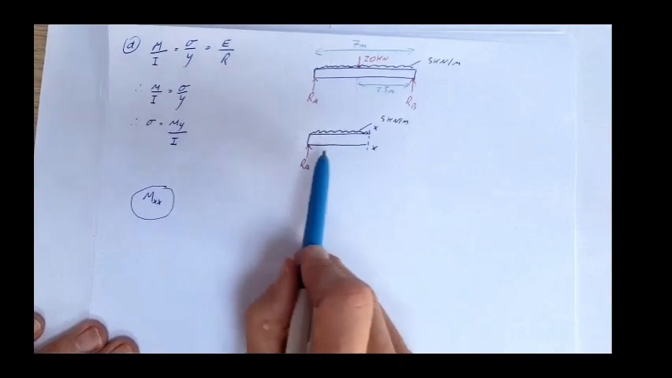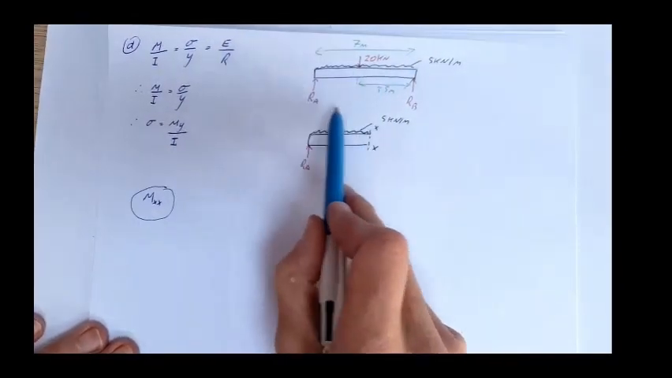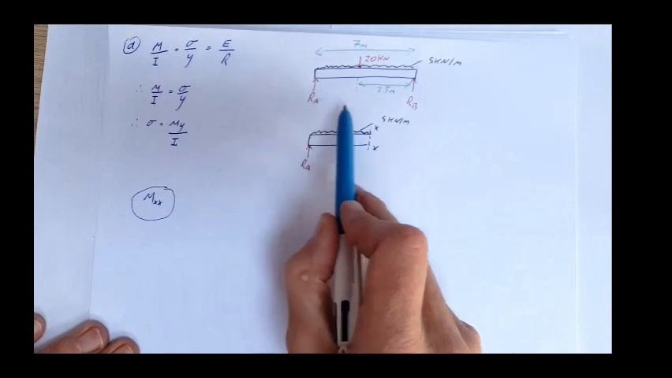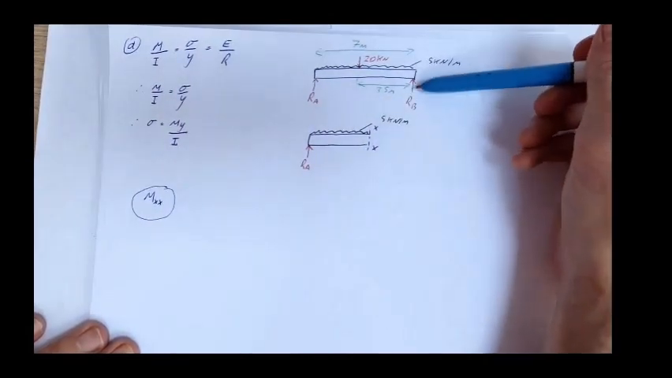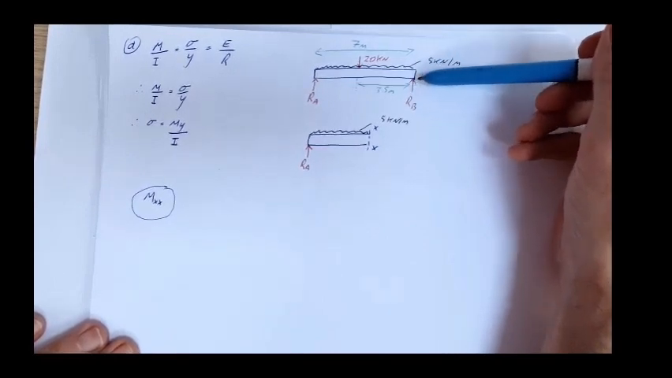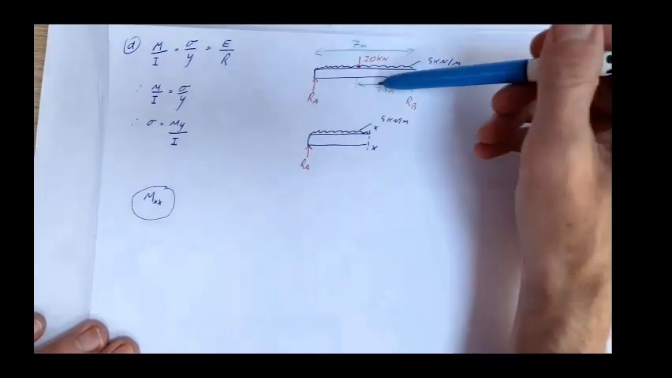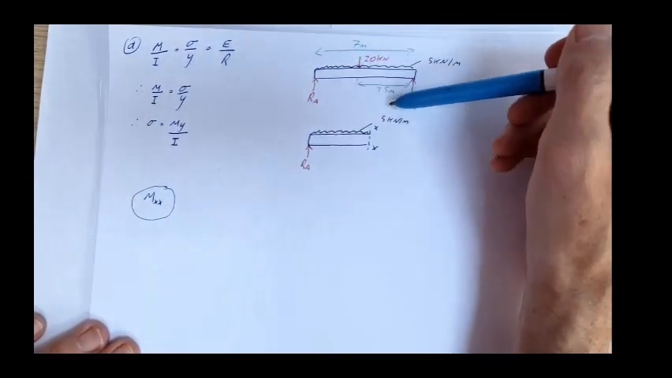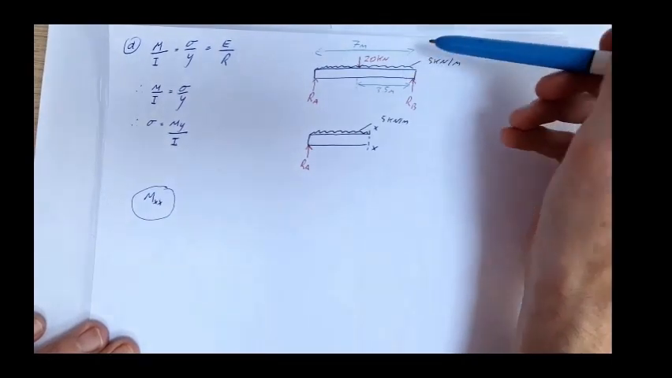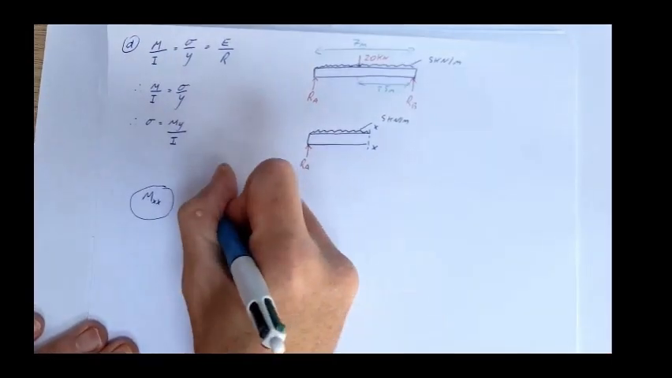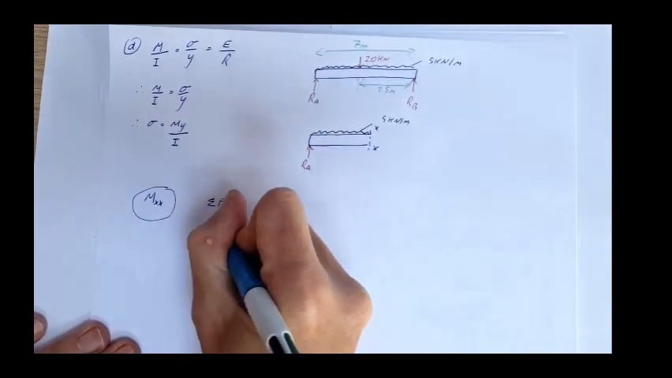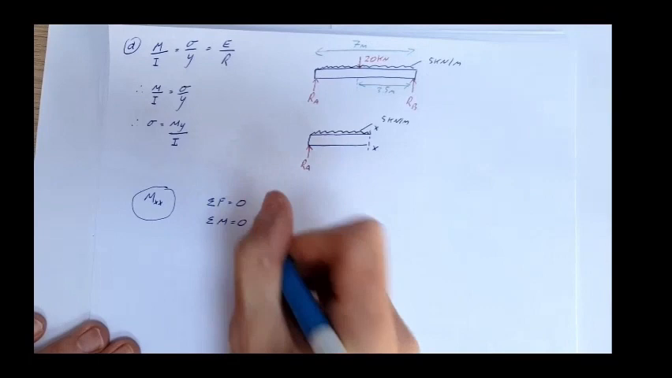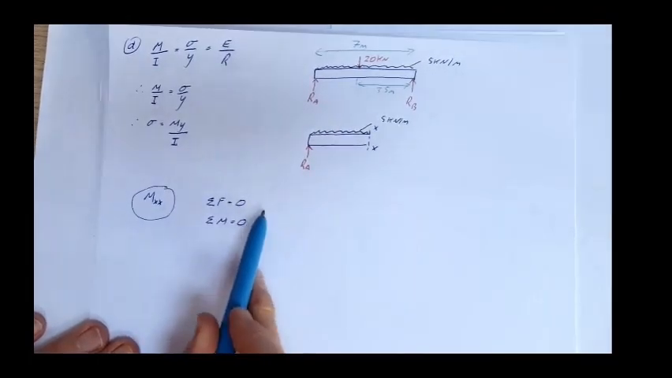In order to get RA, let's consider this first situation. We know this is in static equilibrium, so we know two things. The vertical forces are equal and opposite, so the upwards force is equal to the downwards forces. And we also know it's not rotating, so the clockwise moments are equal to the anti-clockwise moments. So the sum of my forces equals 0, and the sum of my moments equals 0. Both of those things must be true.